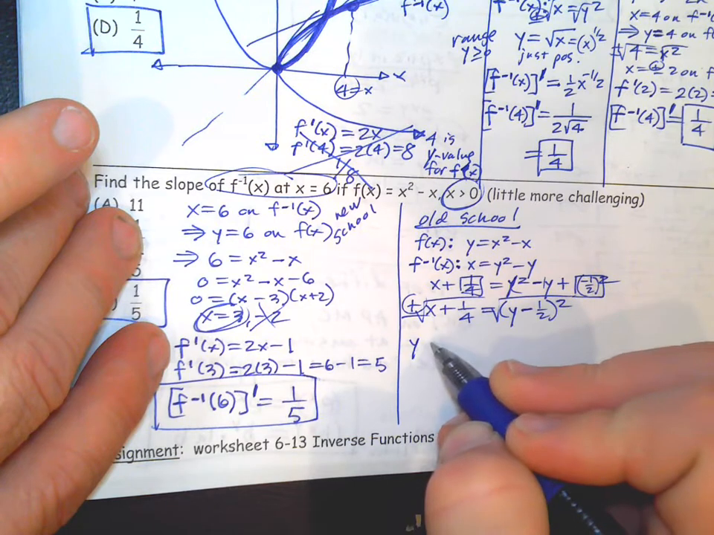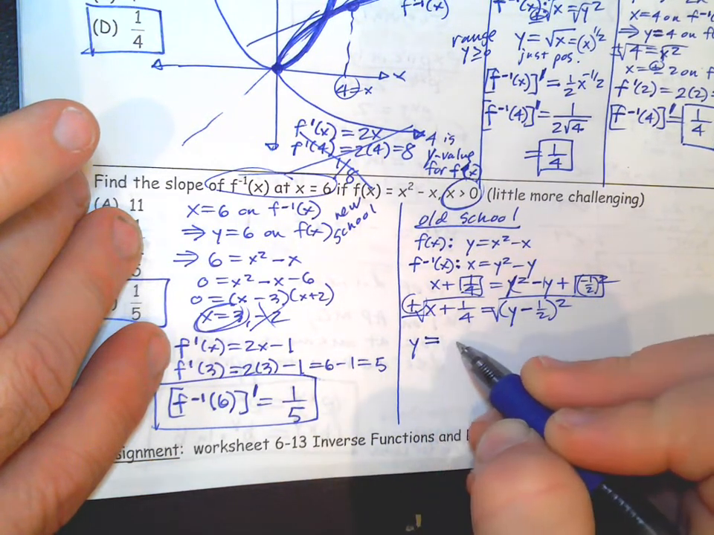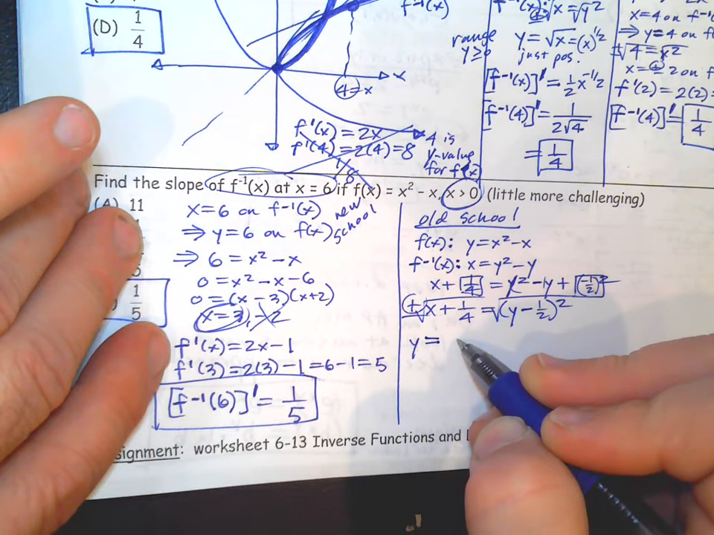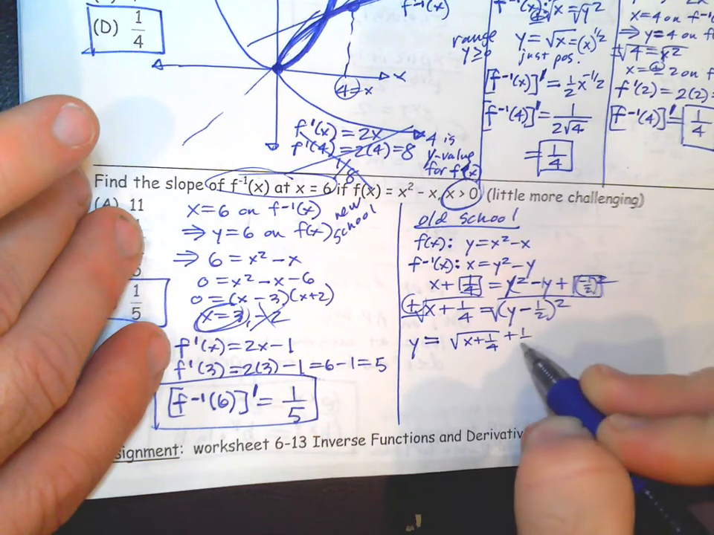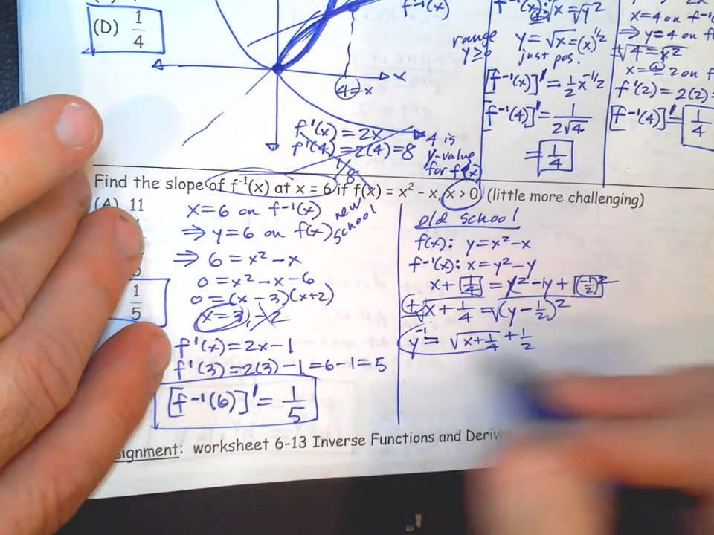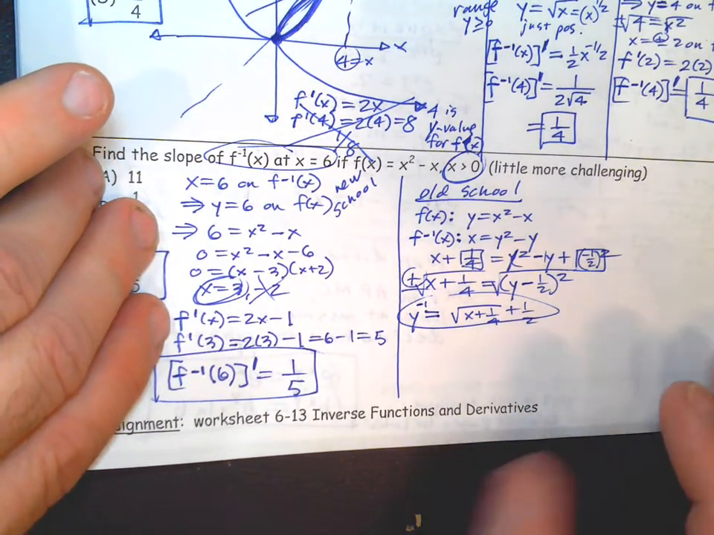And solve for y. So we get y equals square root of x plus 1/4 plus 1/2. So this is the inverse function. So that was all work just to find the inverse function. Now we totally avoided over here.